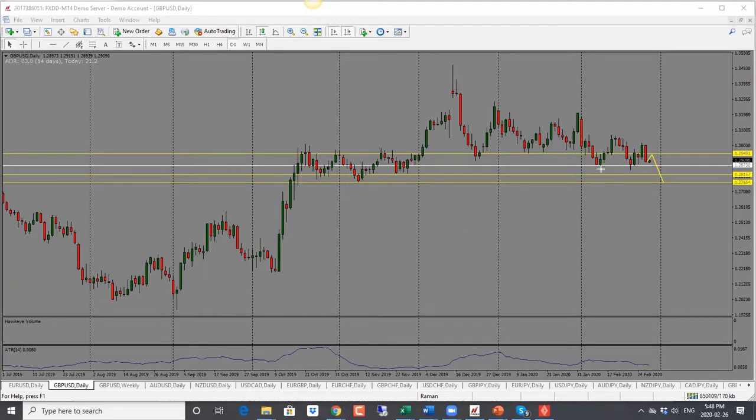So bearish bias, again, we'll have to see price go through 1.2880, and then the next target here is 1.2820, and then 1.2770. So bias is bearish for pound dollar.